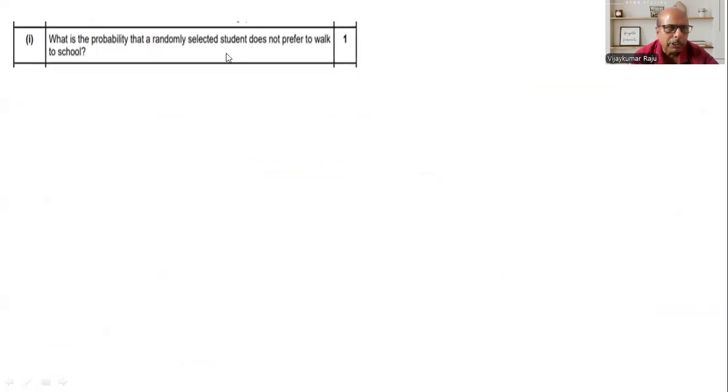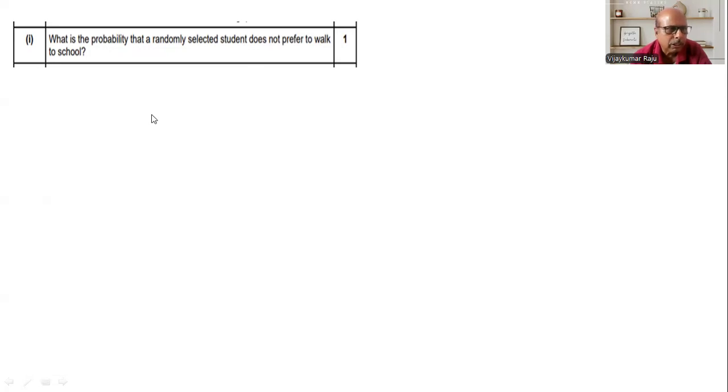Now see, the first question is, what is the probability that a randomly selected student does not prefer to walk to school? Means all those students who do not want to walk to school. That is what you have to find out. What is the probability that they are not preferring to walk to school?